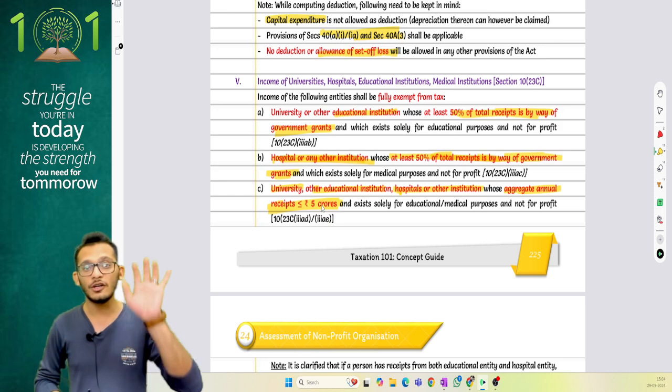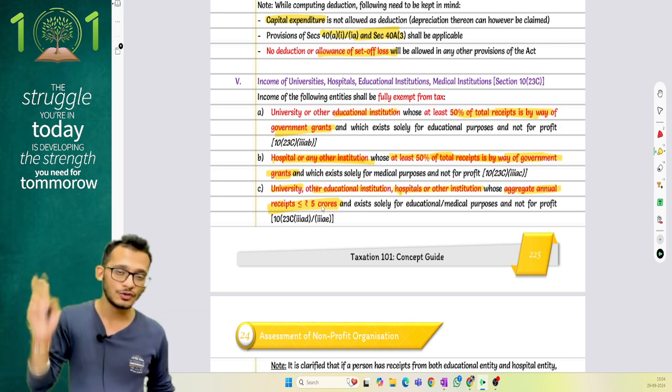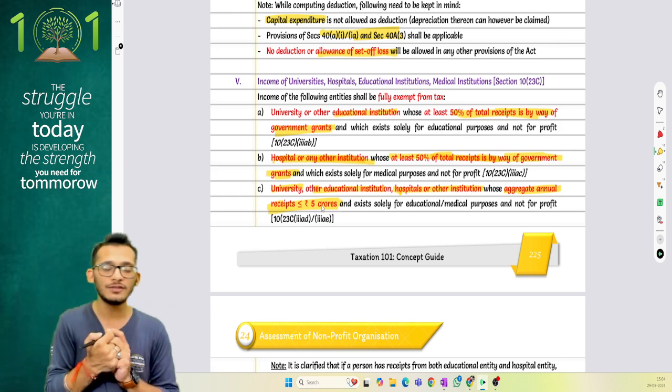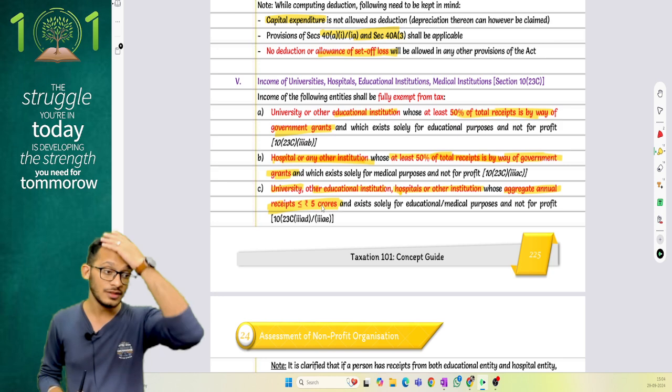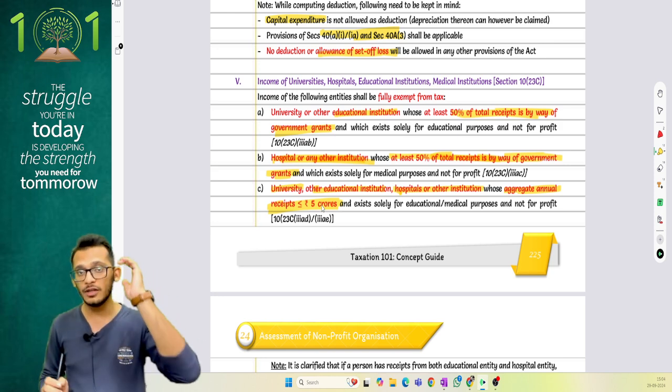But if you come and say that the hospital has 4 crores and the education institution has 2 crores, together it becomes 6 crores and therefore both the entities will be denied exemptions. Overall, the entity should not be making more than 5 crores.